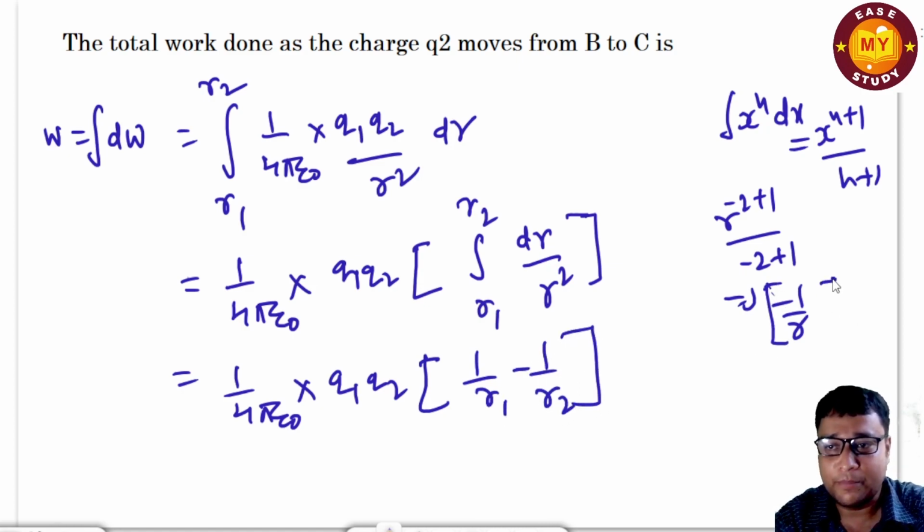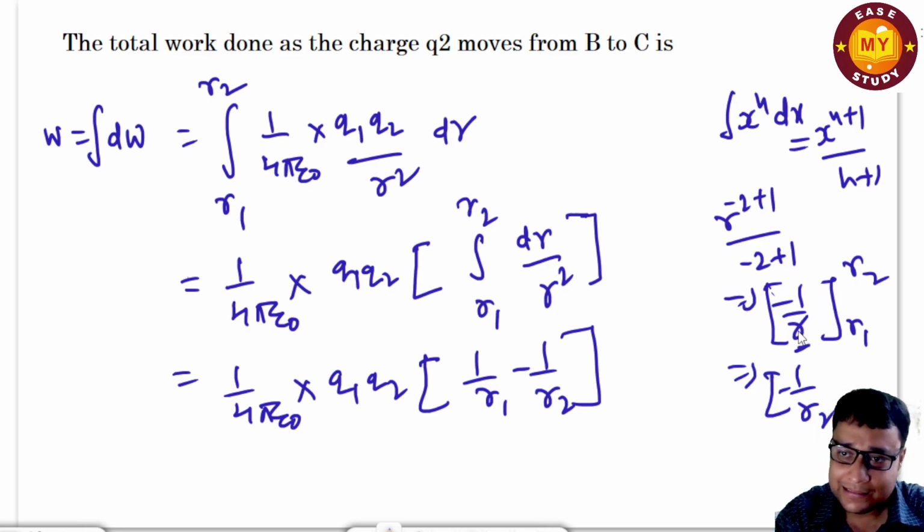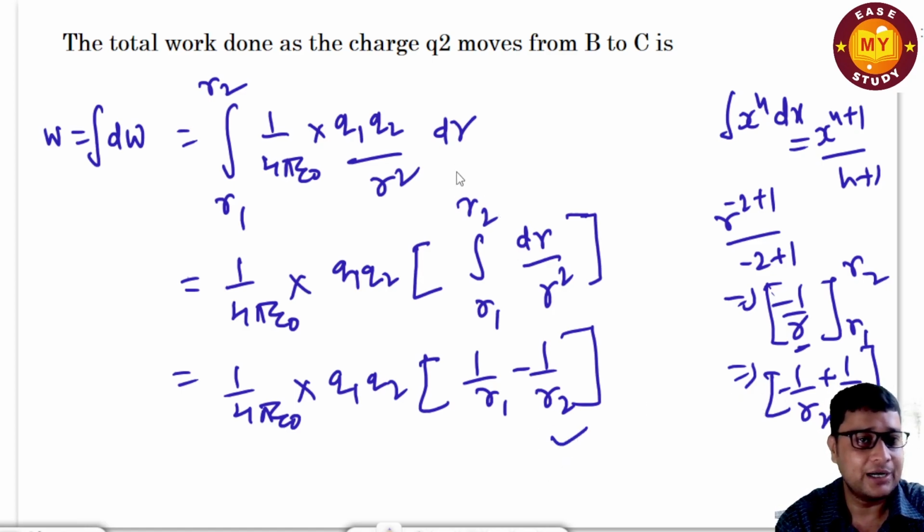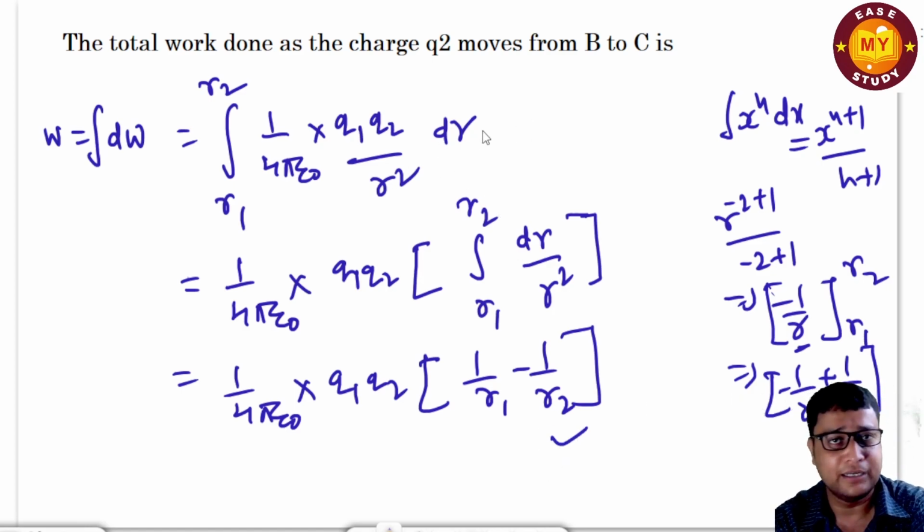Because this is -1 by r1, here you write 1 by r2. This is the mathematical treatment: -1 by r2. First you put r2 in place of r, and then plus 1 by r1, so here 1 by r1 minus r2. This is the case, right? And it is acting towards, and it is work done. It is a scalar quantity, so there is no need to give the direction of W.